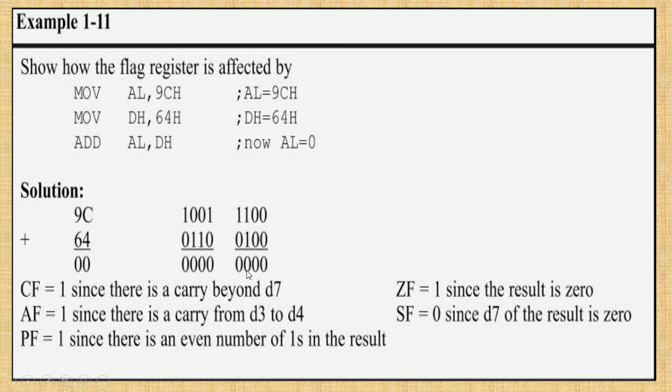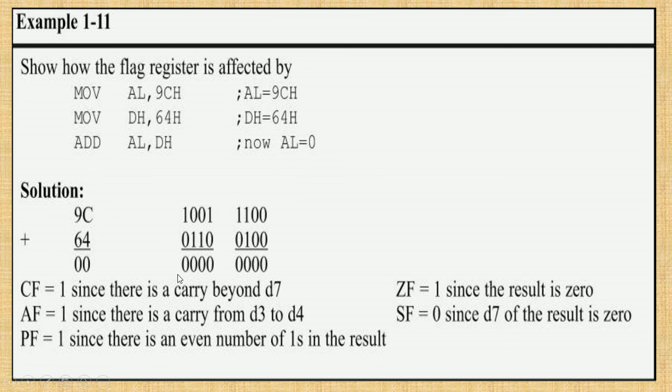Now see the status of all the flags. What is the status of the carry flag? Set. Why? There will be a carry out of D7, since there is a carry beyond D7. Auxiliary carry flag is set. Any carry from here to here? Yes, there will be a carry from D3 to D4. Therefore, auxiliary carry flag is set.